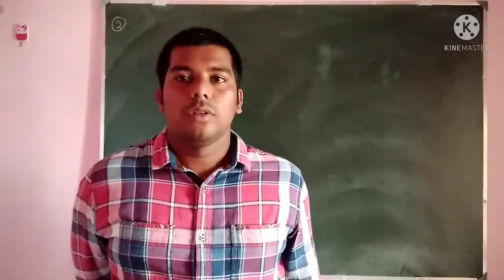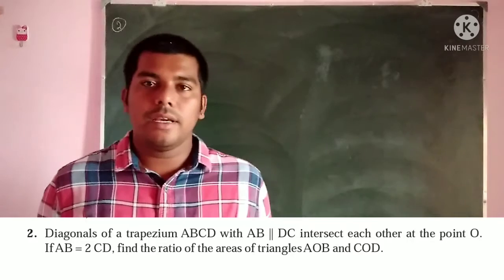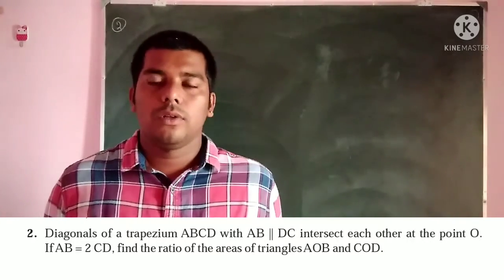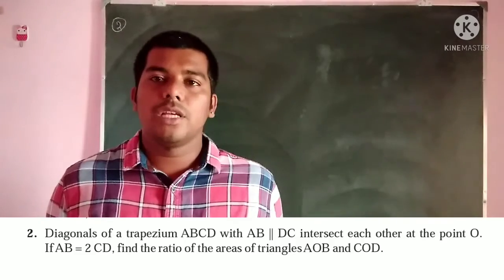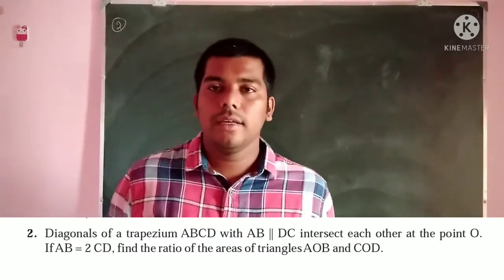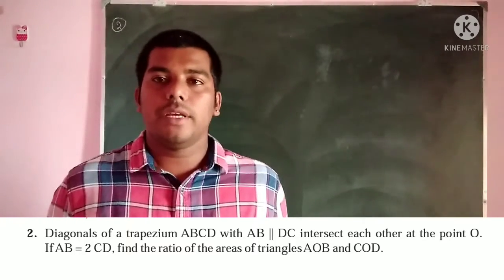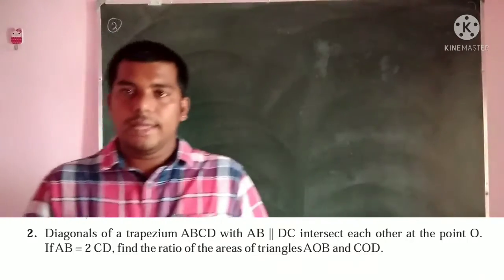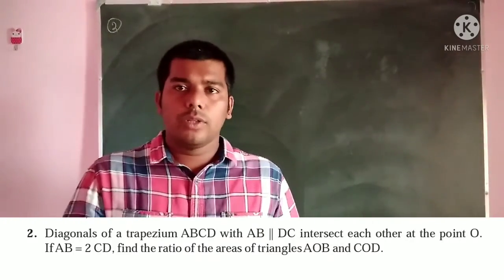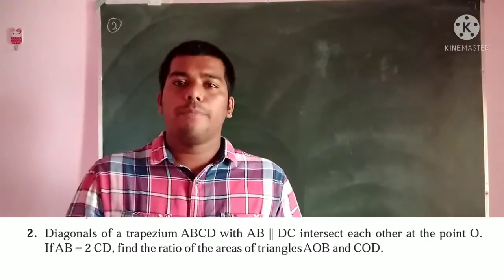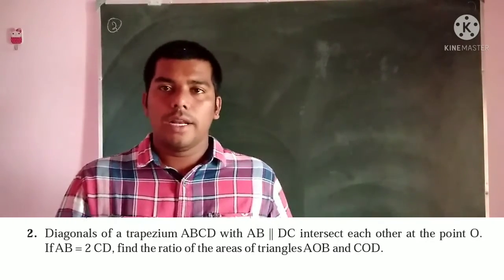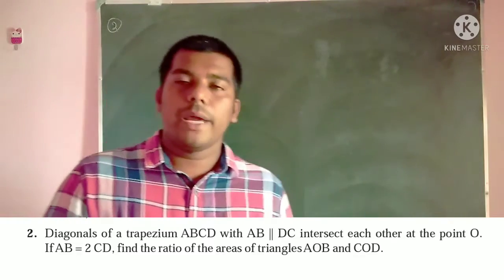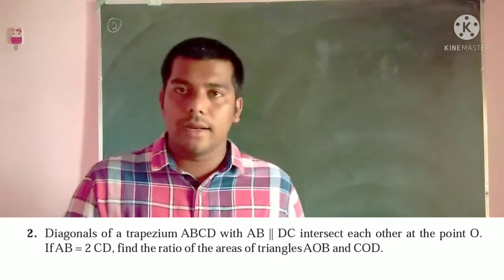The second question: the diagonals of a trapezium ABCD, with AB parallel to CD, intersect at O. They have given that AB is equal to 2 times CD, and we need to find the ratio of the areas of triangle AOB and COD. The question clearly mentions trapezium. We know that a quadrilateral in which one pair of sides is parallel is a trapezium. So already they have given the parallel sides also.